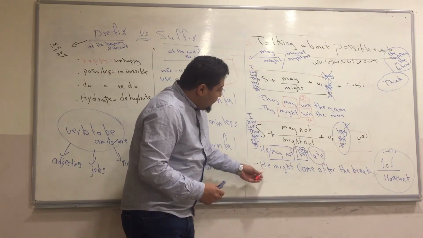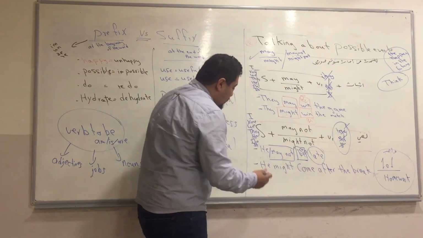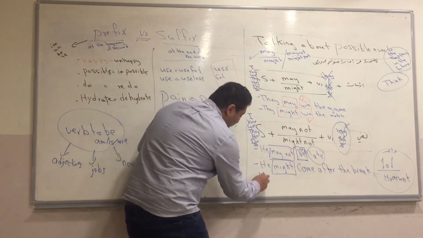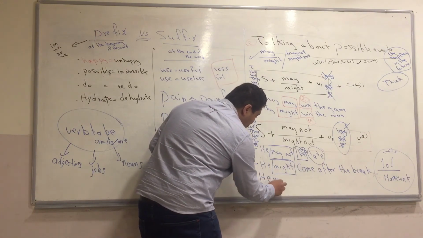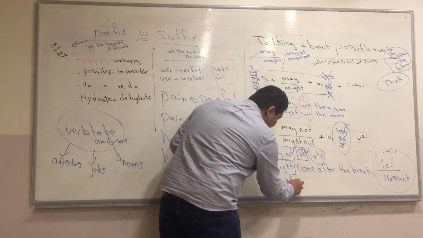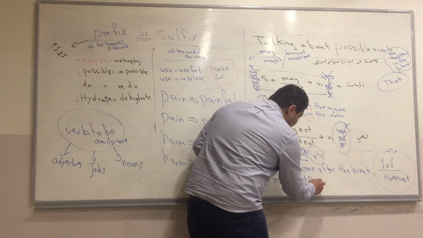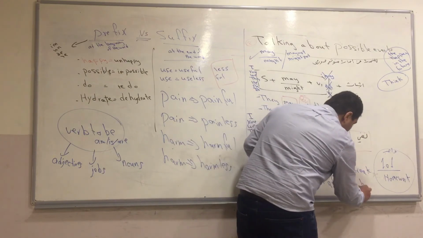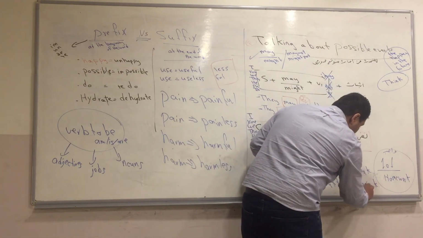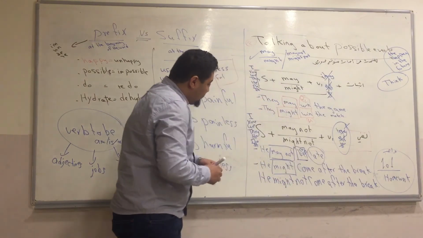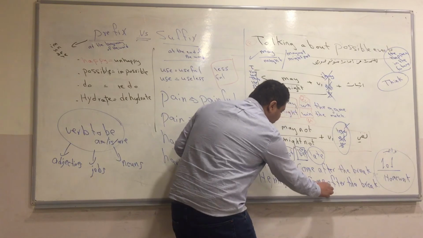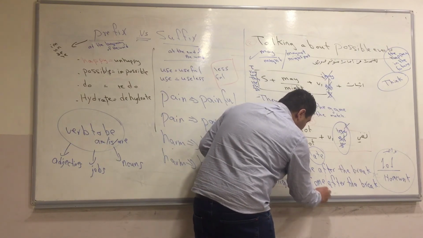Second sentence. He might come after the break. So, as you can see here, this is affirmative. How can you make it negative? He might not come after the break. Alright. So as you can see, we used might, not, and come is verb 1.